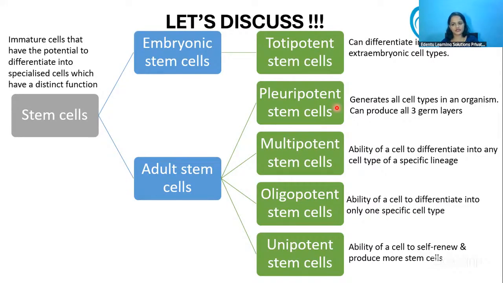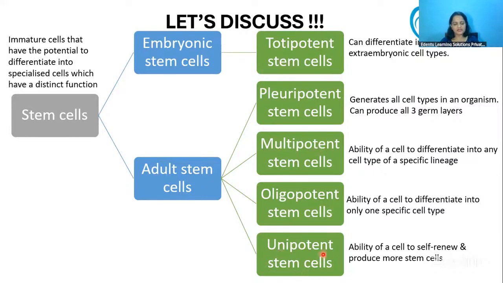Multipotent is the ability of a cell to differentiate into only a specific lineage. For example, ectoderm will produce only the ectodermal structures like skin, hair, nails, teeth, all those structures only. So again, the cells are getting more specialized in this multipotent stem cell area. The next is the oligopotent stem cells. Oligopotent means the ability of a cell to differentiate into only one specific type. For example, if it's just the skin cells, then they will only produce the skin cells.